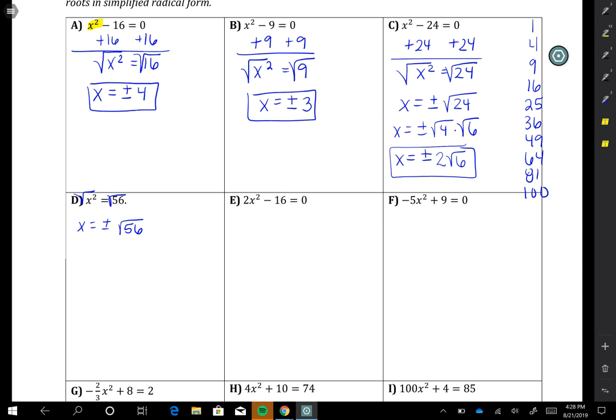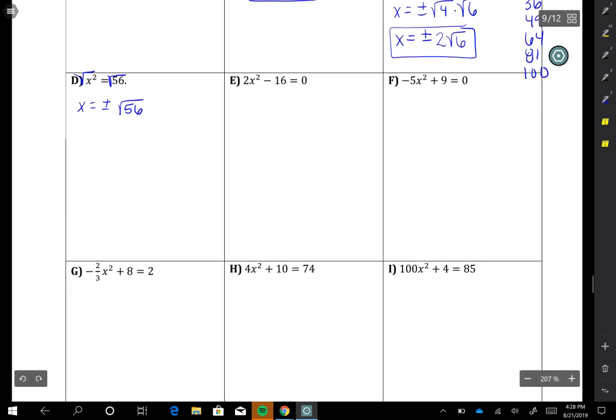So let's think about 4. If we take 56 and divide it by 4, that actually does work. It's 4 times 14. And you guys can have a calculator out next to you to do that. So I'm going to write this as the square root of 4 times the square root of 14. And because the square root of 4 is 2, we're going to write plus or minus 2 times the square root of 14.